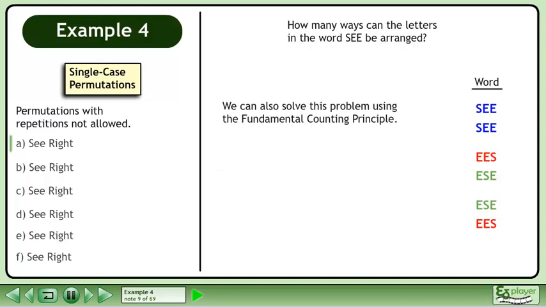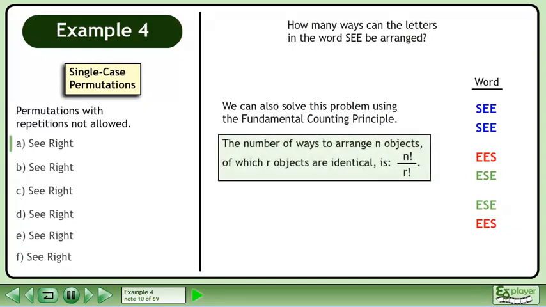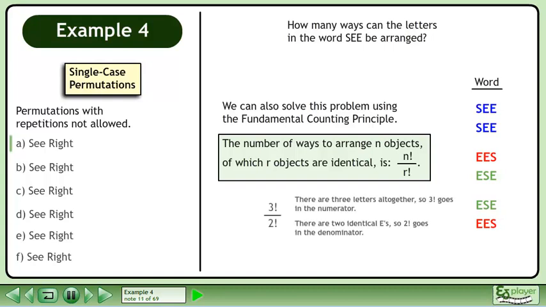We can also solve this problem using the fundamental counting principle. The number of ways to arrange n objects, of which r objects are identical, is n factorial over r factorial. There are 3 letters altogether, so 3 factorial goes in the numerator. There are 2 identical E's, so 2 factorial goes in the denominator.